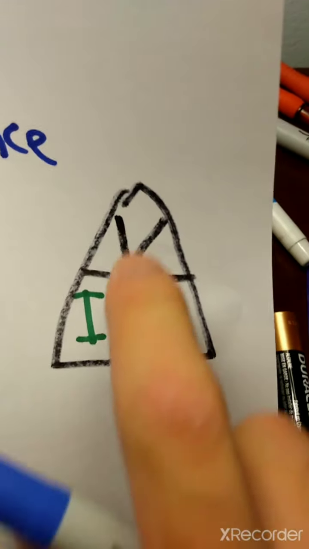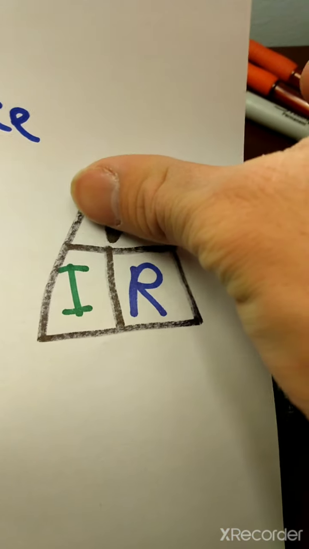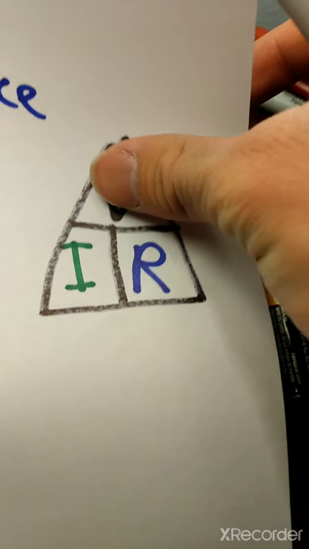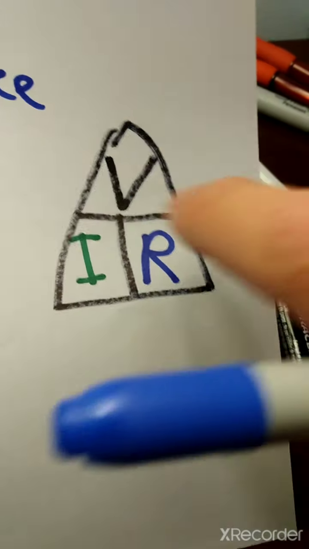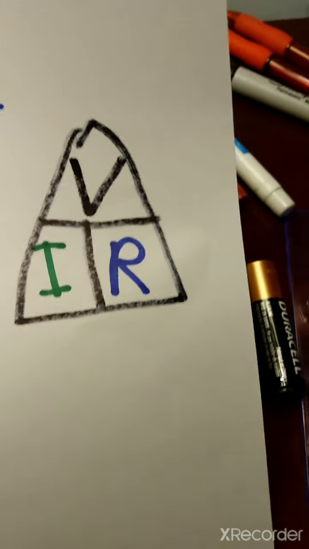So pretty much, on the triangle, we don't know what volts is, so we have to do current multiplied by resistance. That's what the I and the R represent. Then we find what voltage is, what the V represents.